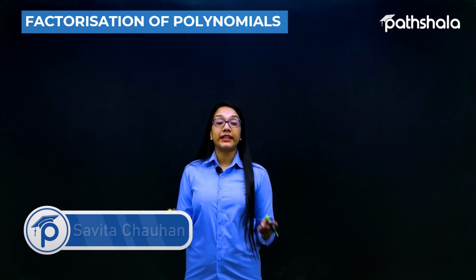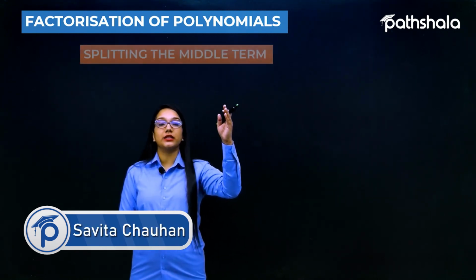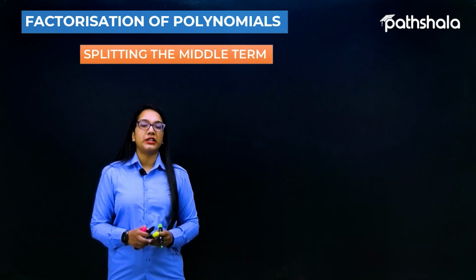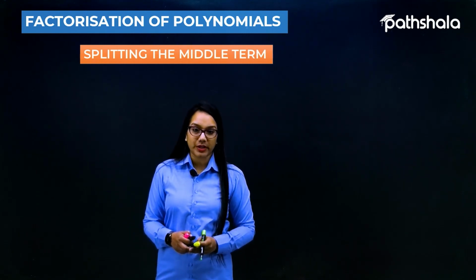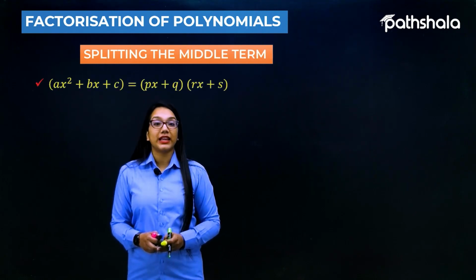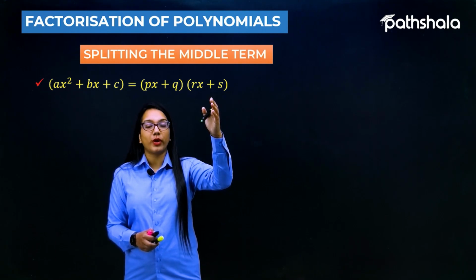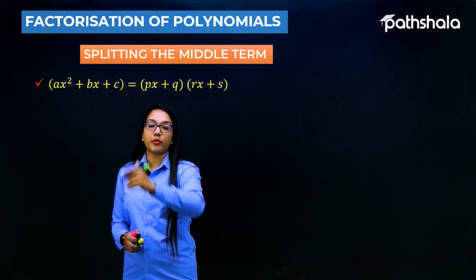Now let's see the next subtopic under the factorization of the polynomial, which is called splitting the middle term. What is the meaning of splitting the middle term? Let us suppose we have a quadratic polynomial ax square plus bx plus c, and we can write this polynomial in the form (px plus q) into (rx plus s), where both of these are nothing but the factors of this particular quadratic polynomial.